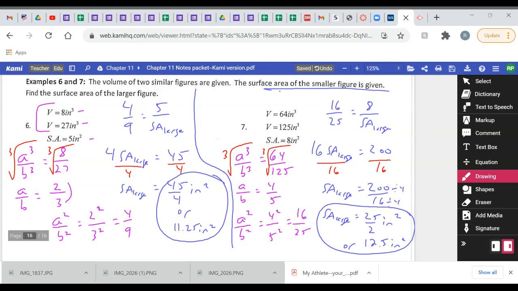All right, so that's it for section 11.7. Let me know if you have any questions on that.